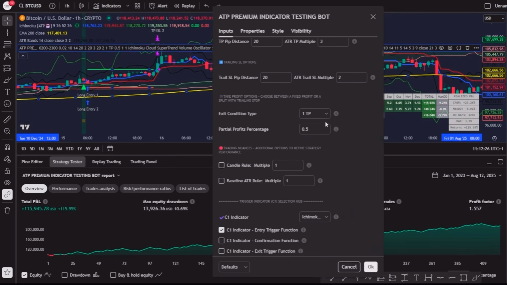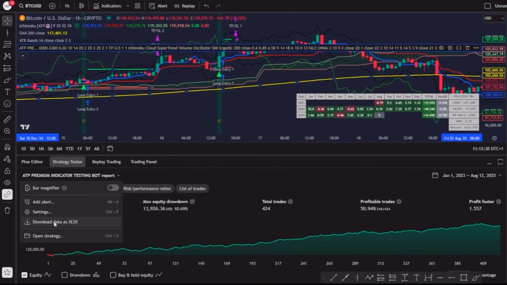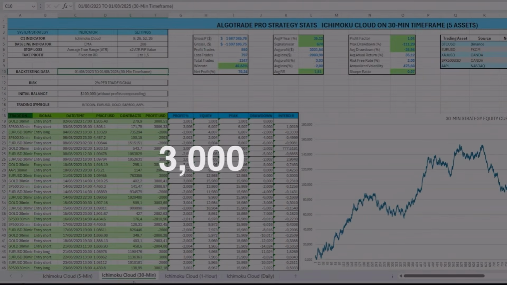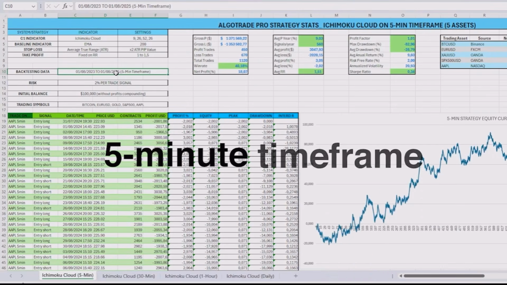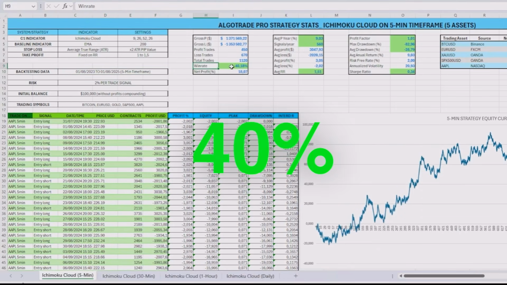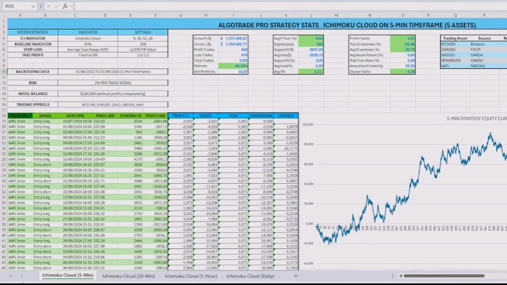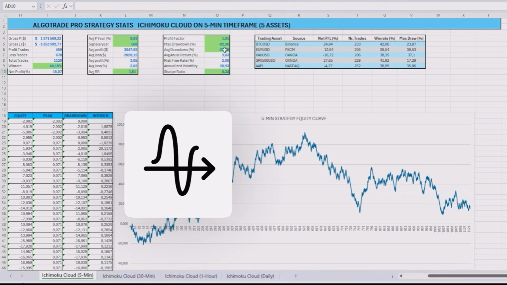I will input the rules, fire up the bot, and be back in a moment with the full results across all assets and timeframes. After more than 3000 trades, here we have all the results. On the 5-minute timeframe, the strategy came close to break-even, with a win rate of around 40% and a profit of 18%, but with very high volatility.